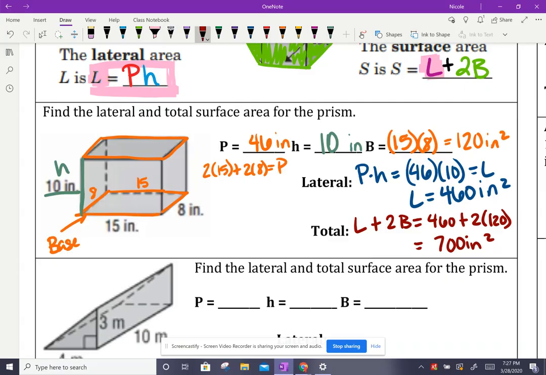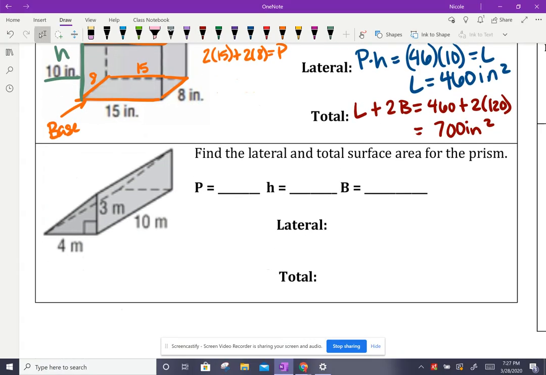Okay, so let's take a look at another. We have a triangular prism here. So we have triangles on the ends, 1 and 2. That is our base. Now for a triangular prism, I'm going to need to find the perimeter. And so I need to find this third side of my triangle. So if I look at the side lengths, it is a right triangle, and I have side lengths of 3 and 4, which tells me by the Pythagorean theorem, or your Pythagorean triples if you have them memorized, that this is going to be 5.